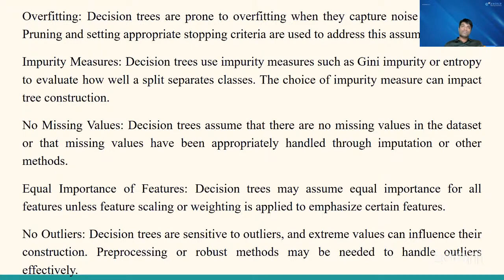So, based on these, methods like the Gini impurity, which is used for regression, and entropy, which is used for classification. So, based on these concepts, how the tree can be split can be measured by using these impurity measures. So next is no missing values. Basically, decision trees assume that there are no missing values in the data set, or that missing values have been properly handled through imputation or other methods.